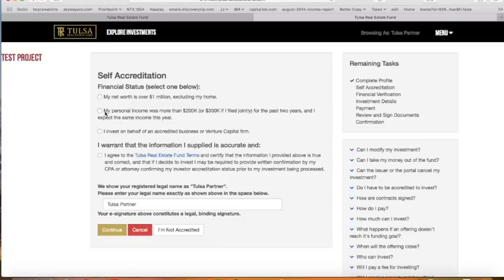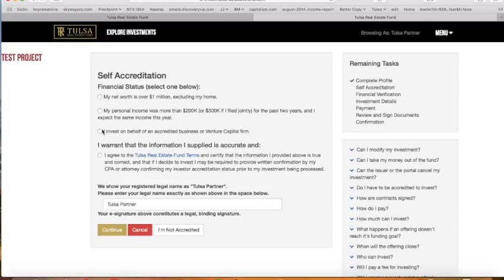My personal income was more than $200,000, or $300,000 if I filed jointly, over the past 2 years, and I expect the same income this year. If that's you, click it. If not, keep going to the next question. Next question: I invest on behalf of an accredited business or venture capital fund. If yes, click. If not, keep going.